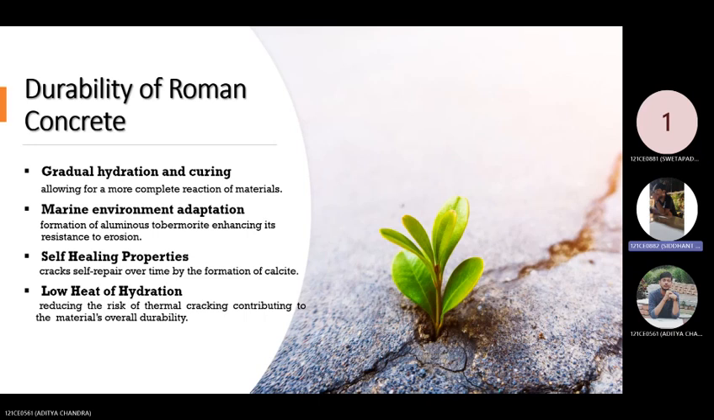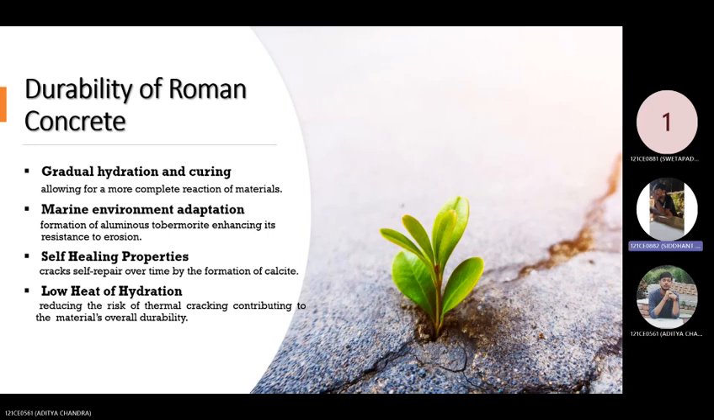The second is marine environment adaptation. Roman concrete is highly adaptable to the marine environment as it forms aluminous tobermorite. How does the aluminous tobermorite form? As we know, volcanic ash is present in Roman concrete, and as it reacts with seawater, it gradually forms a compound called aluminous tobermorite, which enhances resistance to erosion, which makes Roman concrete perfect for marine constructions also. The third property is the self-healing property.